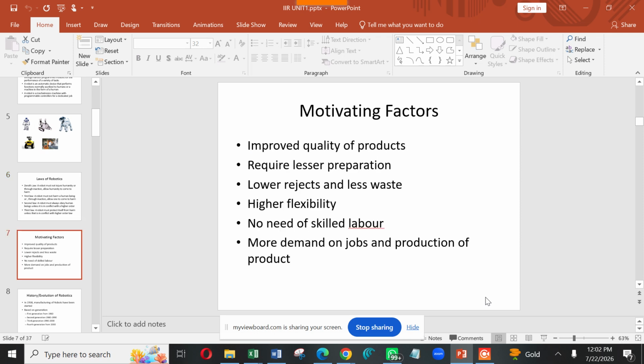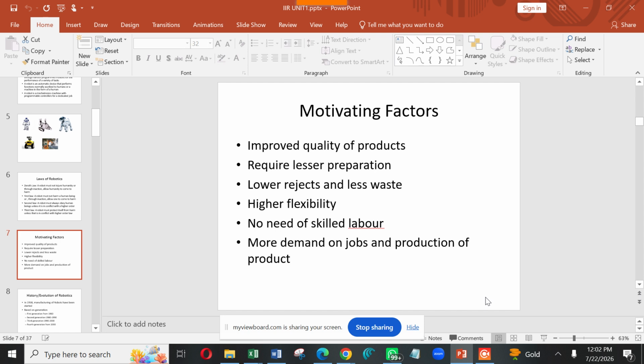Now, somebody wants to develop a robot. What are the points that trigger them to develop the robot? In the beginning, people started to work on the industrial robot. Based on what points? Improved quality of products.